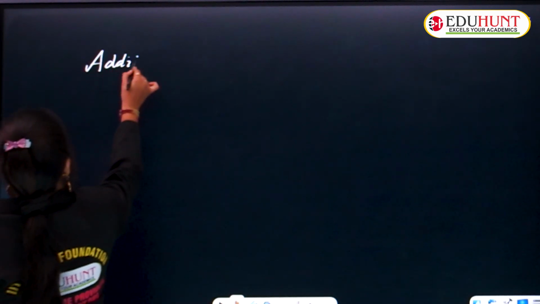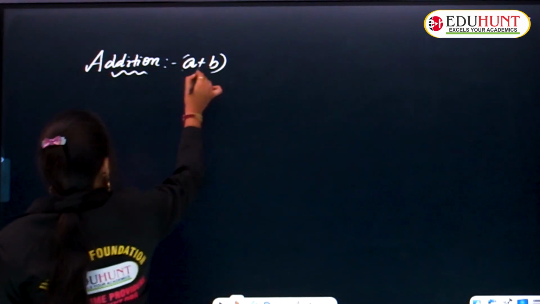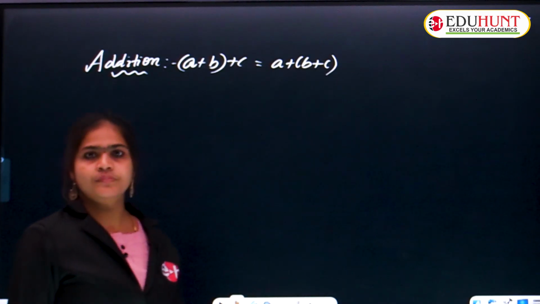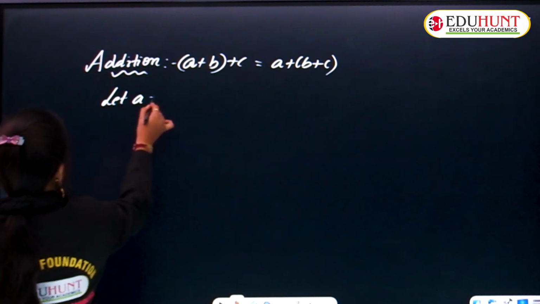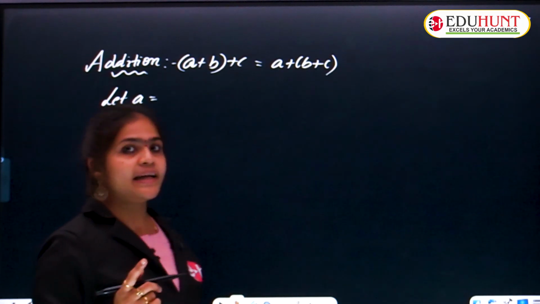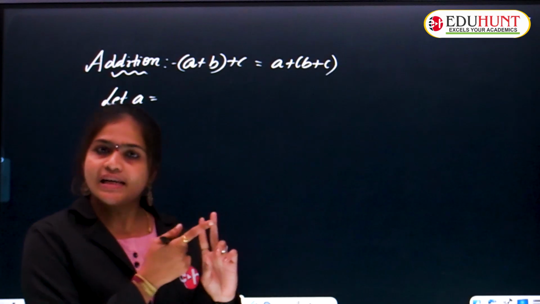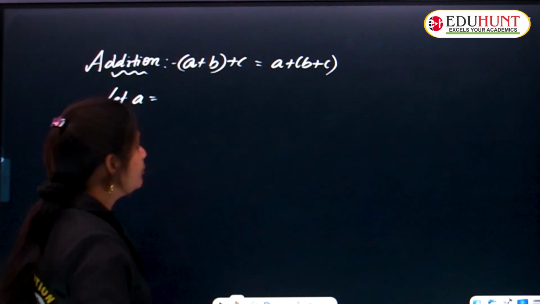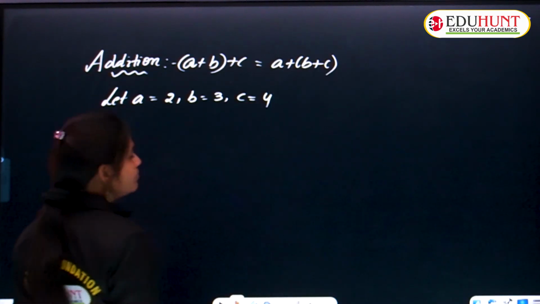First fundamental operation, addition. What is the condition for addition here? (A plus B) plus C is equal to A plus (B plus C). Take any three rational numbers. Children, here we can take integers also as rational numbers. Previously I told you one example with positive rational numbers, then negative rational numbers, and in the same way integers are also rational numbers. Then take A is equal to 2, B is equal to 3, C is equal to 4.